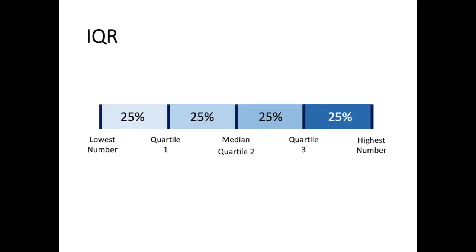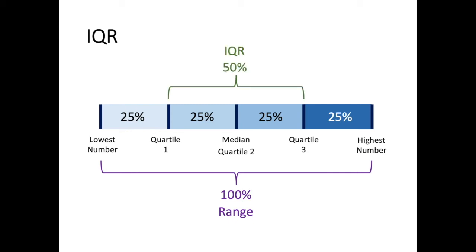So going back and looking at our quartiles, if you're looking between the lowest number and the highest number, so we're looking at 100% of our values, we are calculating the range. If we're looking at interquartile range, we are only calculating the middle 50%. So let's have a look at the steps required to calculate the interquartile range.